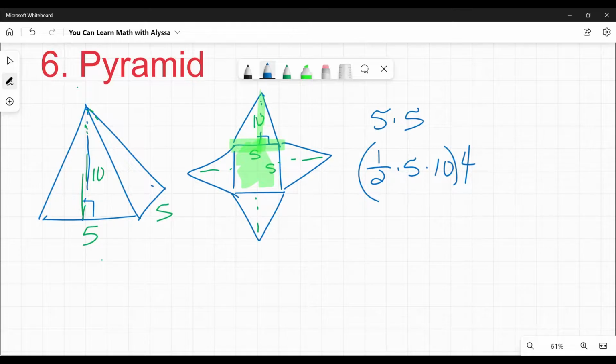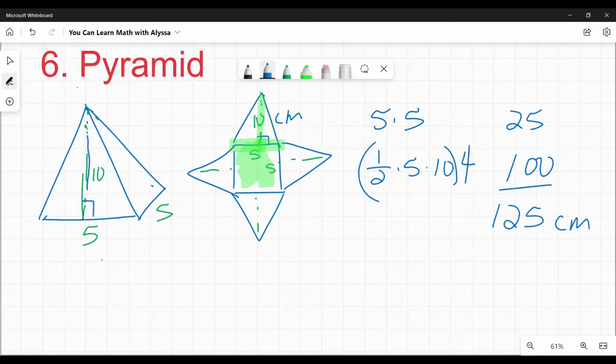So 5 times 5 would be 25. 1/2 times 5 times 10 times 4 would be 100 for a grand total of 125. I can't remember to give you units to save my life, apparently. I'm going to say centimeters. 125 centimeters squared would be the surface area of this pyramid.